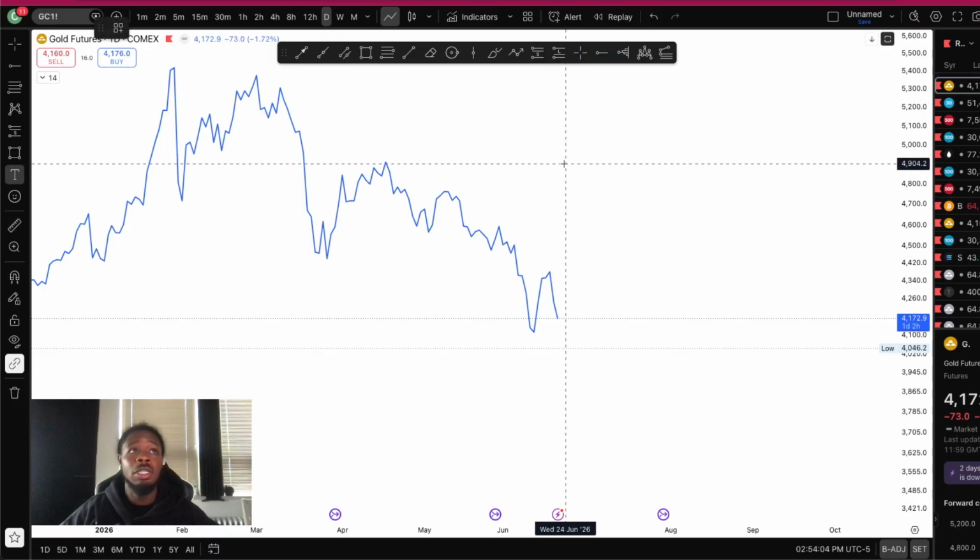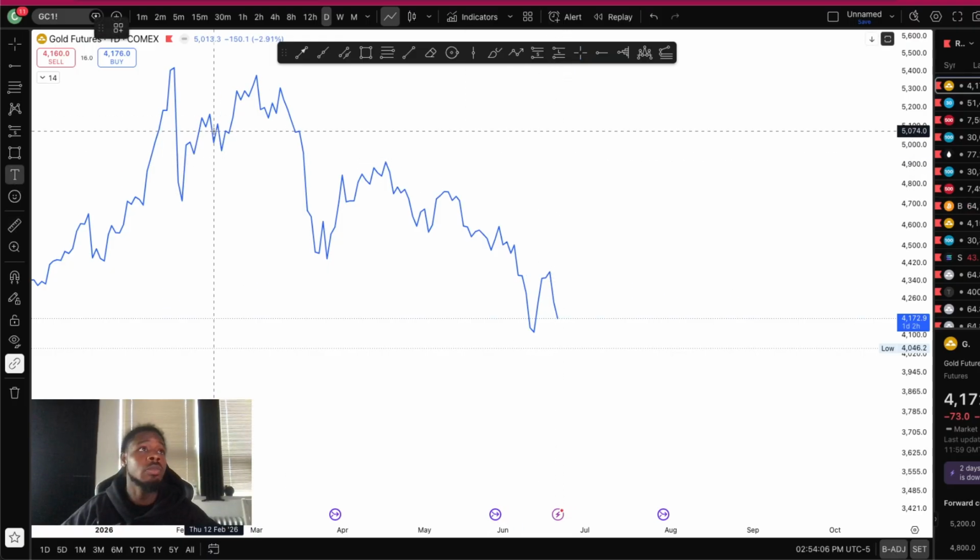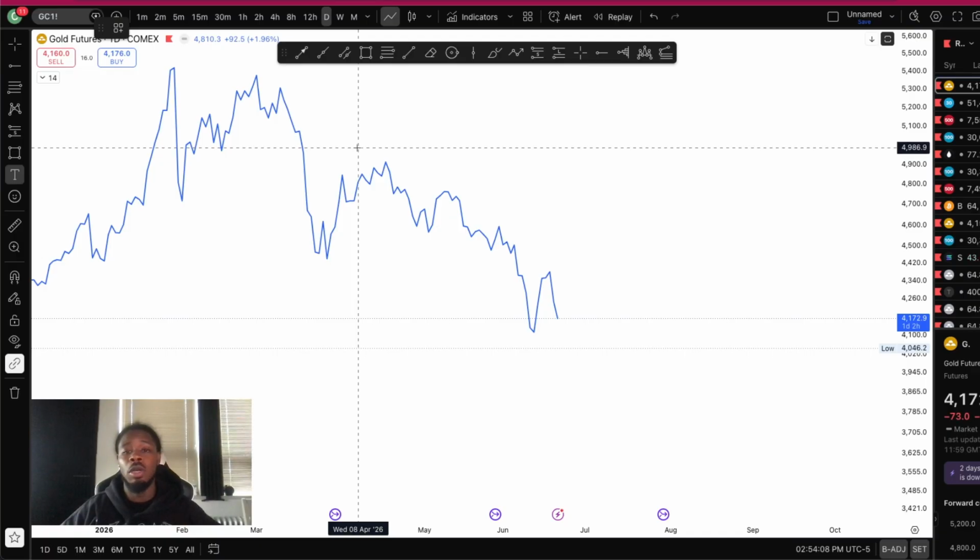In order to have a sell, you want to check the momentum. You want to check what the market is doing. If it's bearish, you want to look for a sell. If it's bullish, you want to look for a buy. That's like the simplest thing ever.